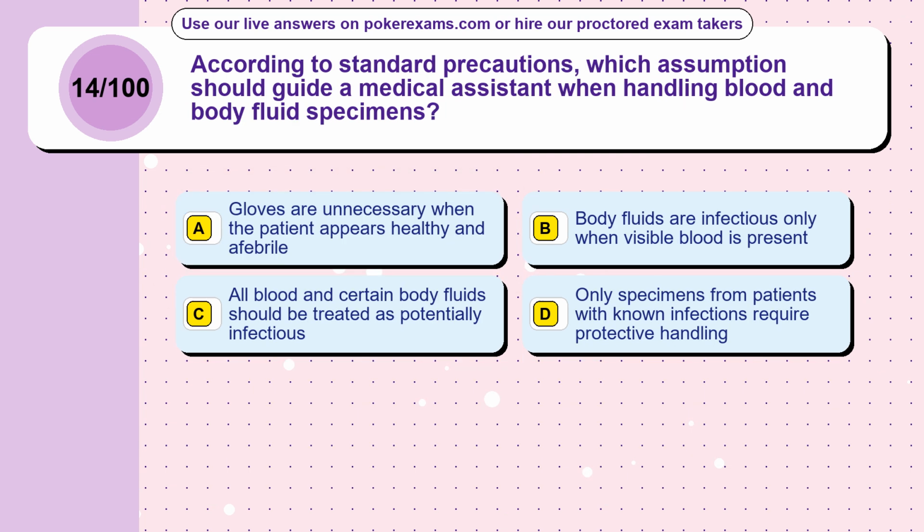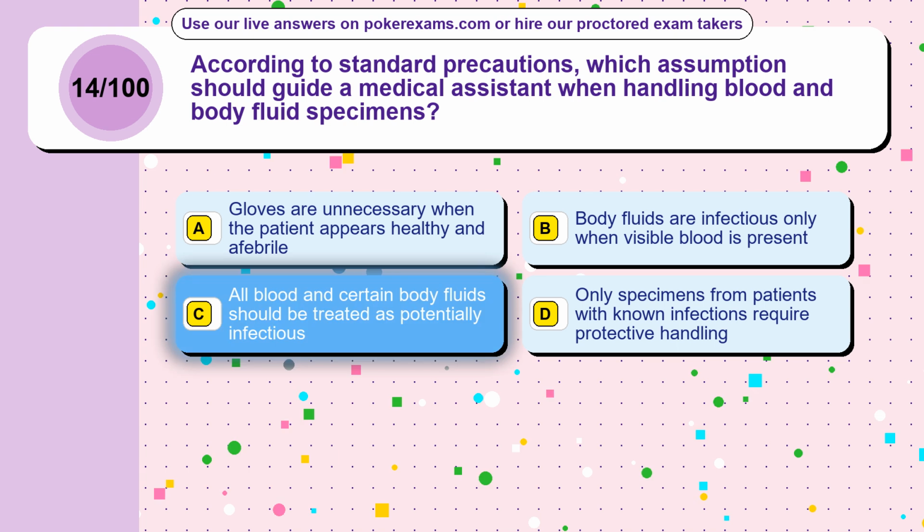Question 14. According to standard precautions, which assumption should guide a medical assistant when handling blood and body fluid specimens? Option A. Gloves are unnecessary when the patient appears healthy and afebrile. Option B. Body fluids are infectious only when visible blood is present. Option C. All blood and certain body fluids should be treated as potentially infectious. Option D. Only specimens from patients with known infections require protective handling.